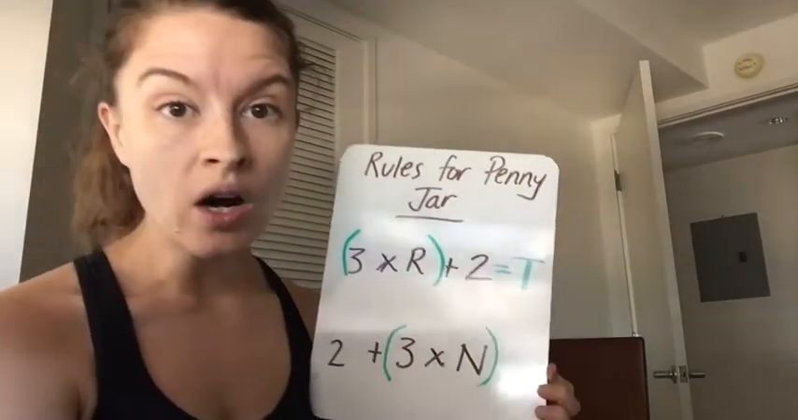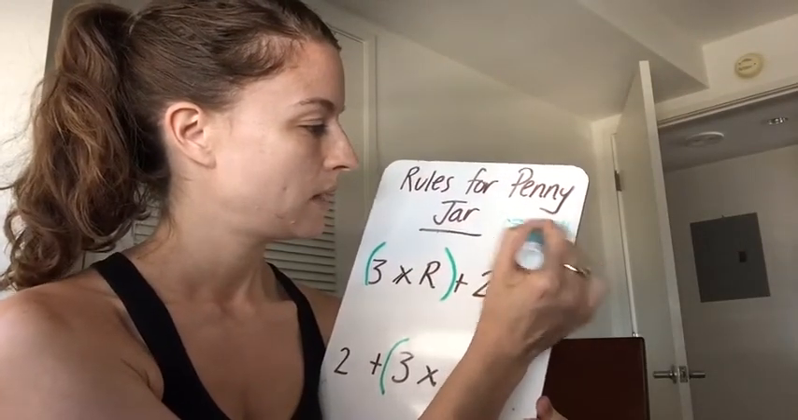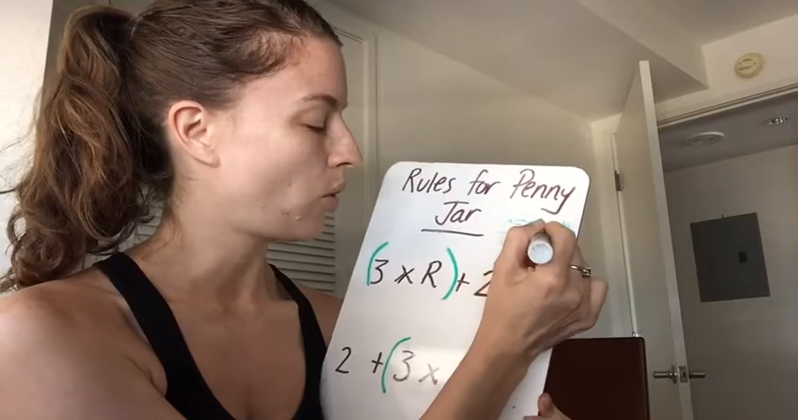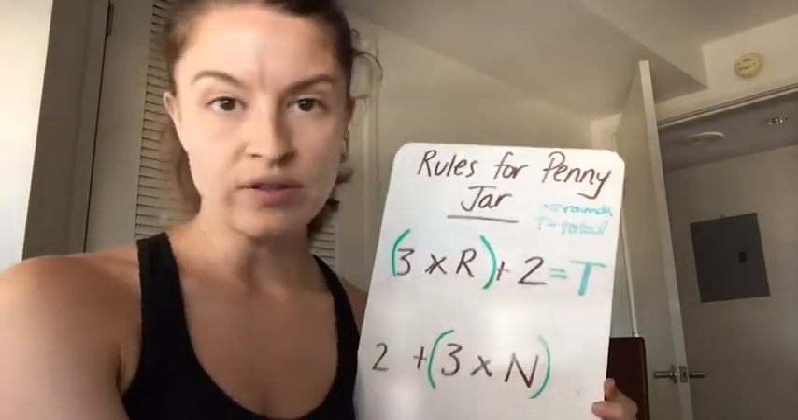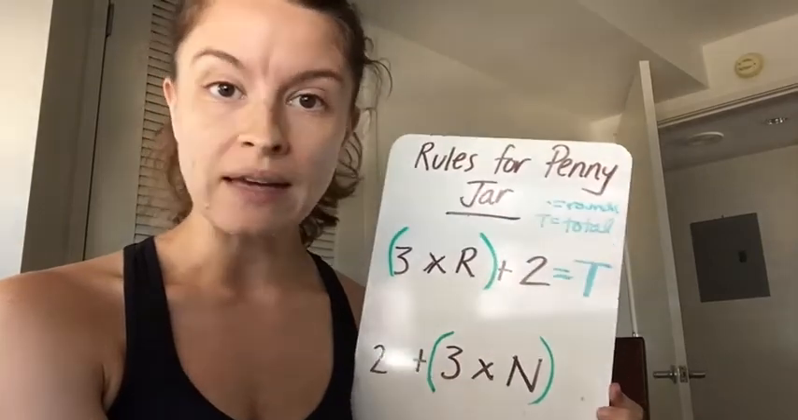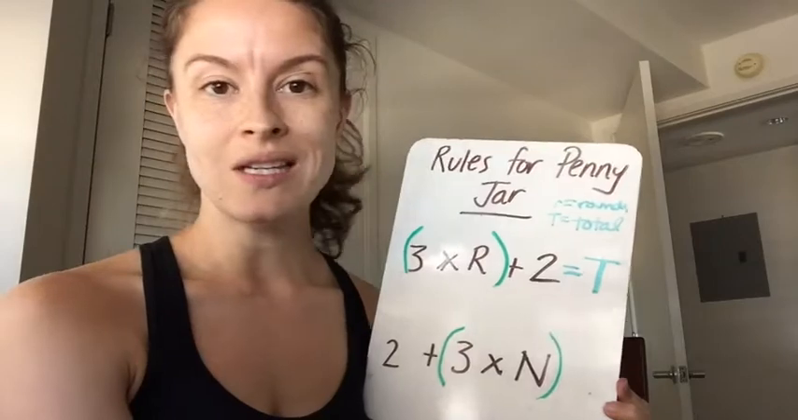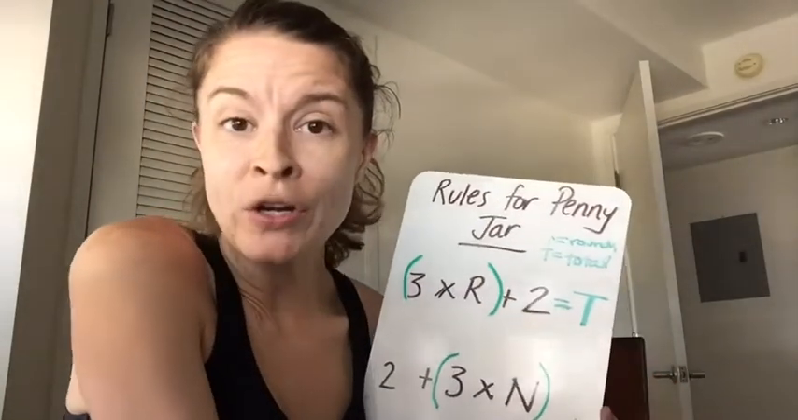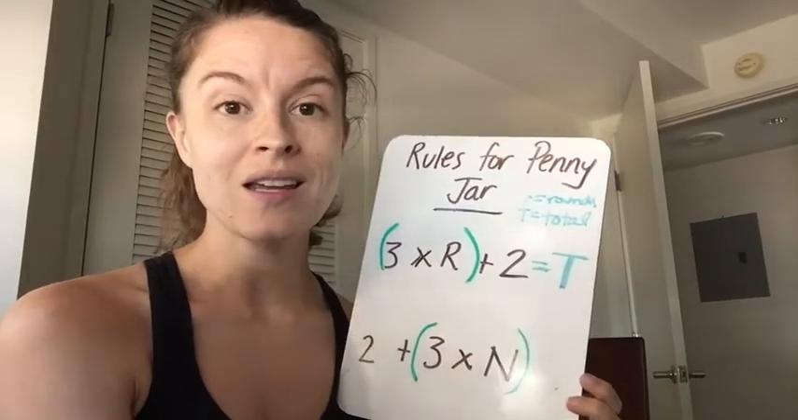and you would have to have a key to say R equals the rounds and T equals the total. You would have to tell whoever's doing your problem which each letter represents, but this would be correct. You could have it equal T because it's equal to whatever your unknown is, your total amount of pennies or pastas in the jar.